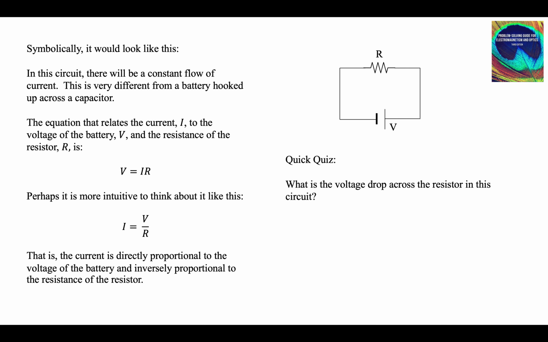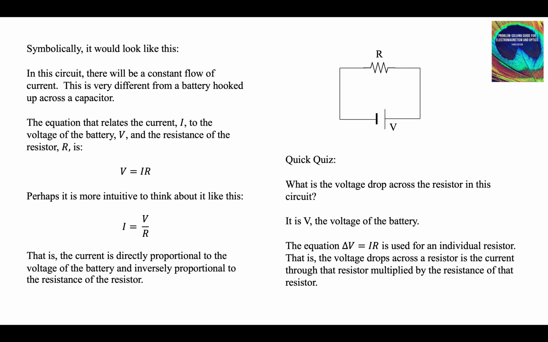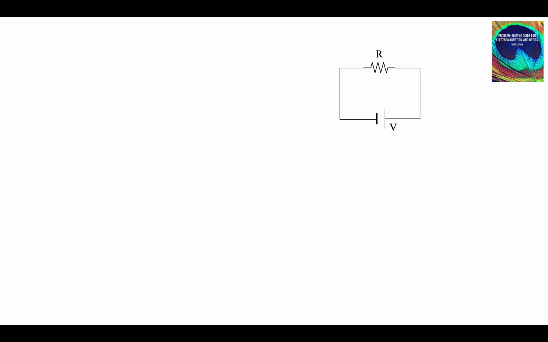So what's the voltage across this resistor? It's the same as the voltage of the battery. There's only one element there. So the equation V is equal to IR is used for every individual resistor, and it can be used for the entire circuit as well, if there's a whole bunch of resistors, using the equivalent resistance of the circuit.